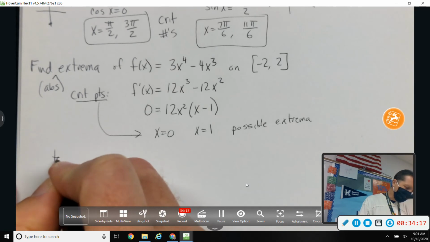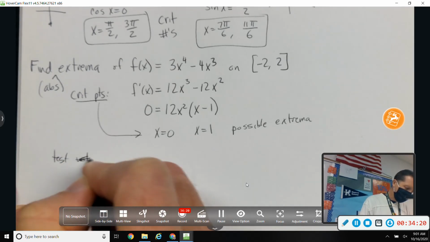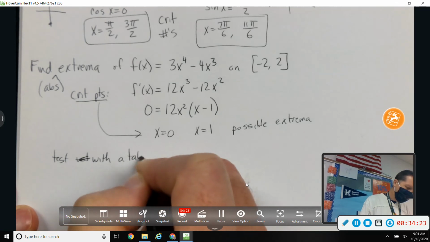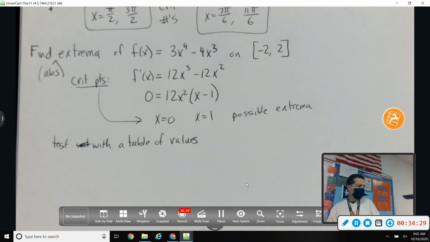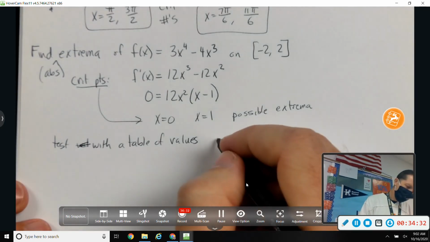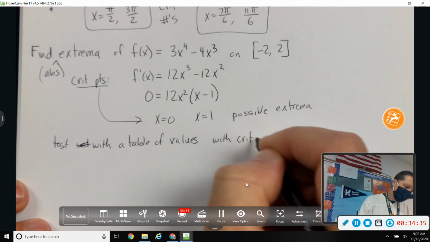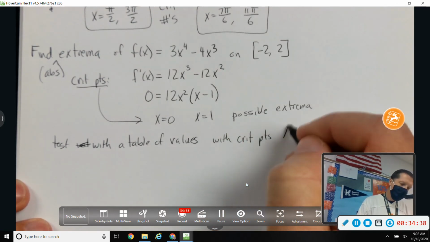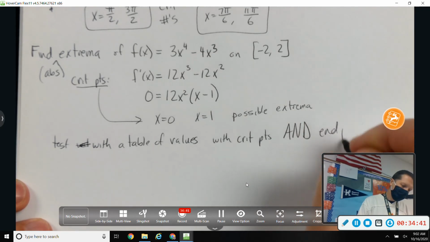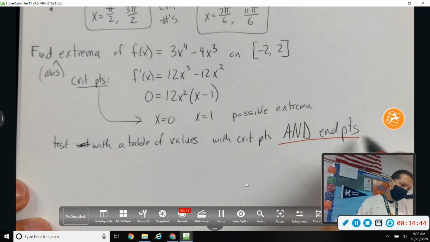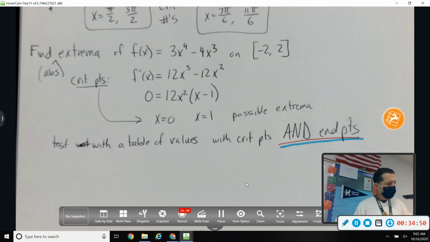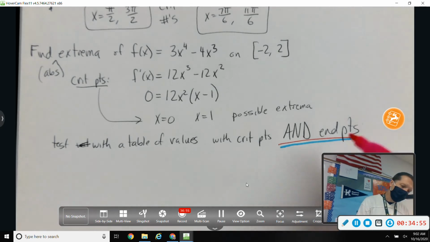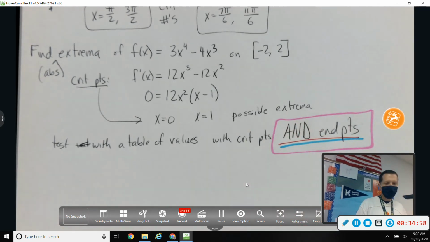So we'll test with a table of values with critical points and endpoints. If I had a nickel for every time I saw a table of values that did not include the endpoints, I could at least go buy myself lunch today.